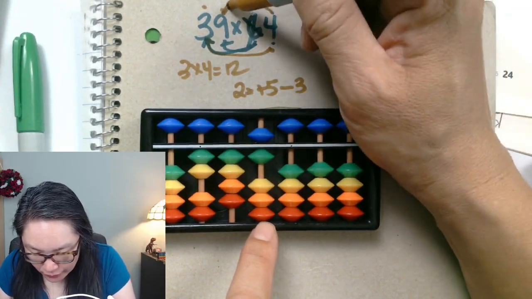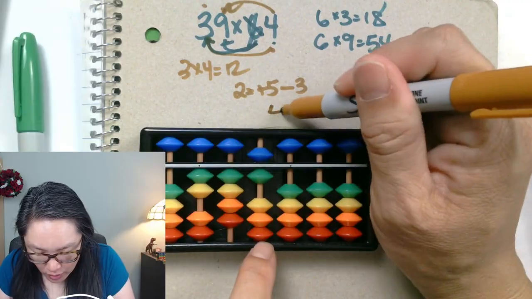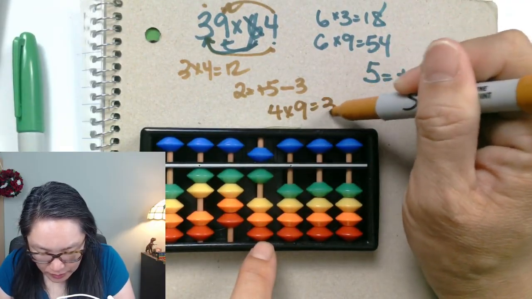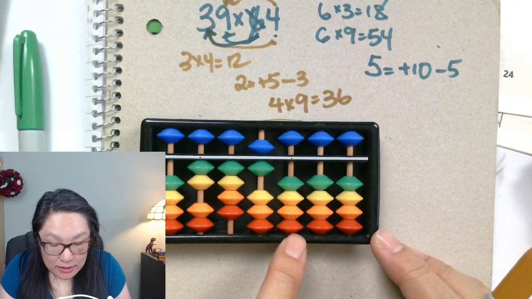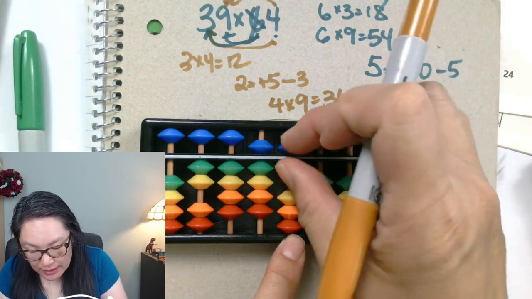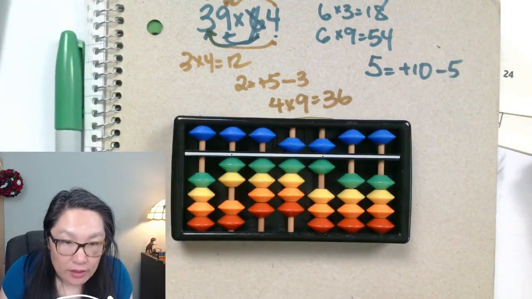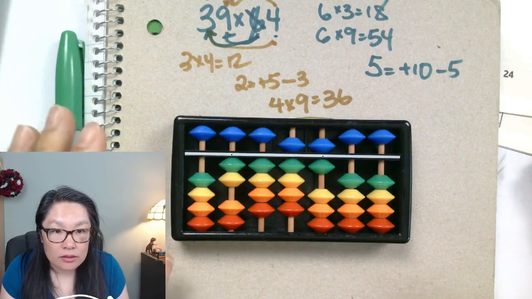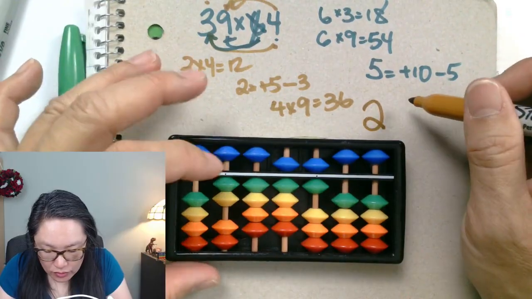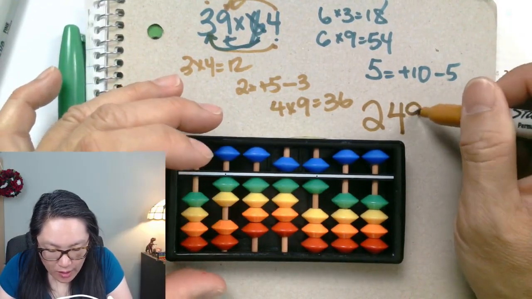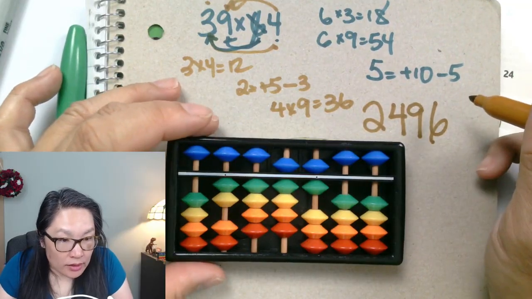Now we've got to do 4 times 9. 4 times 9 is equal to 36. So I want to add 30 and I want to add 6. So I'm going to add 3, I'm going to add 6. And my final answer is, survey says, final answer is 2, 4, 9, 6.